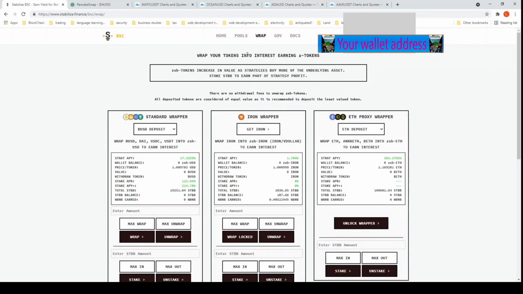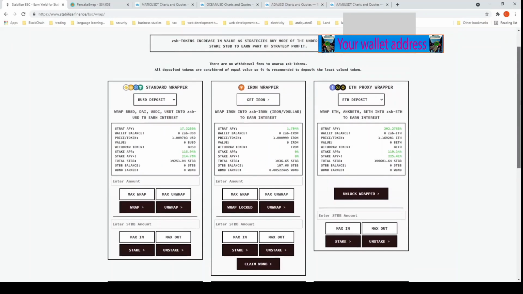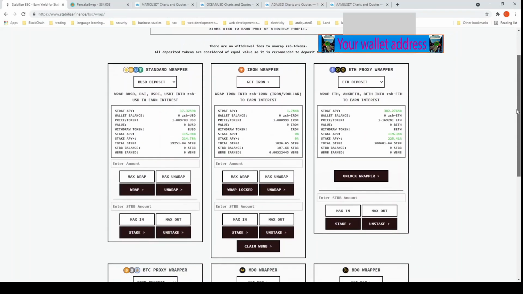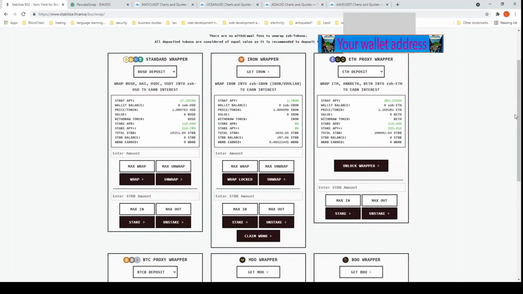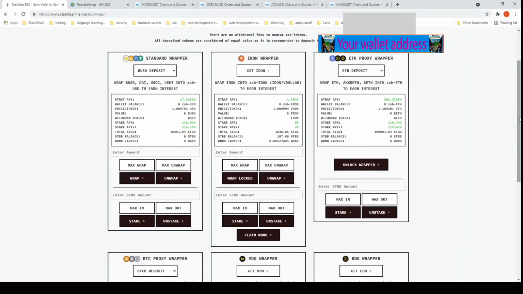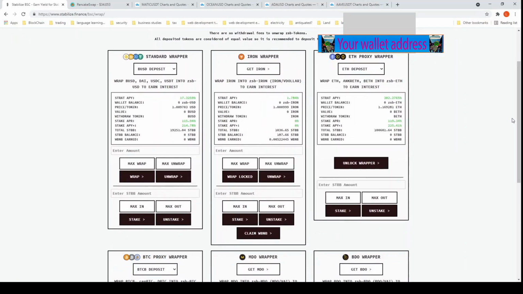It gives me this new page: wrap your tokens into interest earning Z tokens. These are ZSB tokens. The B of the ZSB is Binance Smart Chain. The ZS is a type of wrap. What a wrap is, it's a vault. So there's a vault process happening in which we're putting our stable coins in, and they get transformed through trade and strategy that Stabilized Finance has set up, massive amounts of arbitrage mathematics.